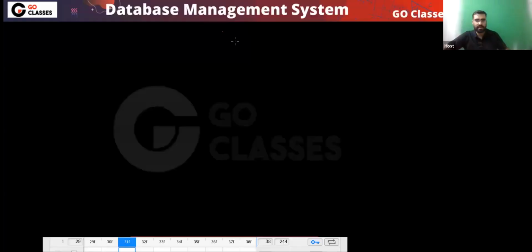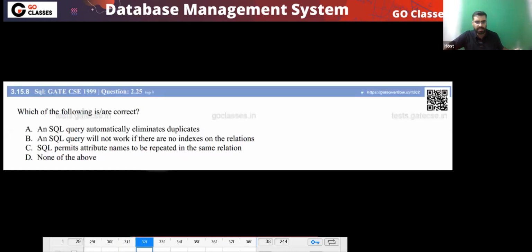That is the reason you should do complete analysis, whatever GATE question you solve. If you only get the answer and move on, then you have not used your brain completely for that question. Do the complete analysis, so that if some related question comes, you can solve it. Okay, let's move on. This is a very simple question.